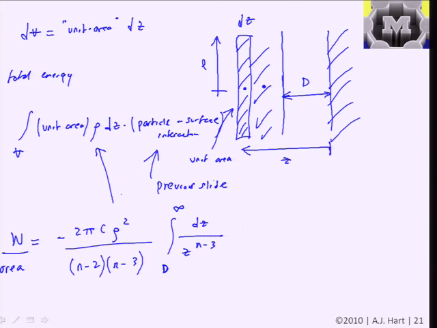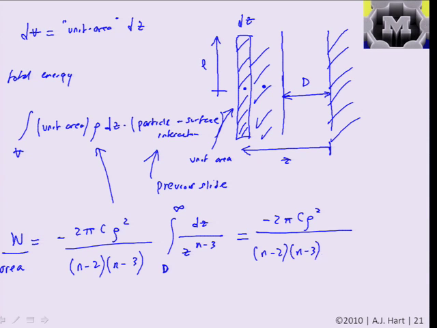And then if we do this integral, it'll just be the straightforward case now of doing z to the n minus 4, and the infinity is going to go away. So that means we're going to have a result of minus 2 pi times c rho squared divided by n minus 2, n minus 3, and we get another one, n minus 4, times 1 over d to the n minus 4.